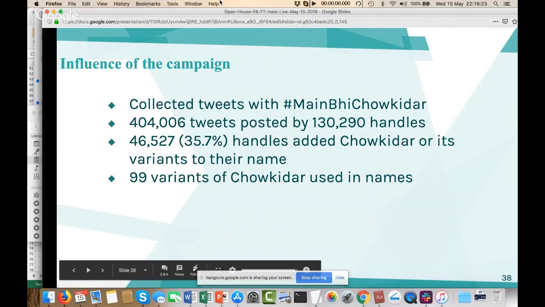We saw 404,000 tweets posted by 130,000 user handles. 46,000 of the handles added Chowkidar or its variants to their name. So basically it shows that 36% of the users who posted about Main Bhi Chowkidar actually added Chowkidar in their name. Right. And interestingly, we also saw 99 variations of Chowkidar itself.